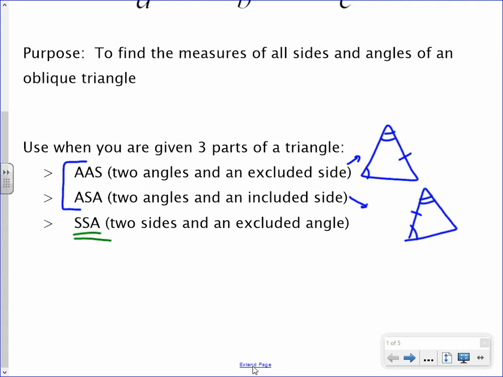Okay? Now, I do want you to have a conversation at your table. There is one case where if I give you 3 pieces of information about a triangle, you can't solve for the other 3. Brainstorm at your table what scenario that would be. I give you 3 pieces of information and you can't find the other 3.